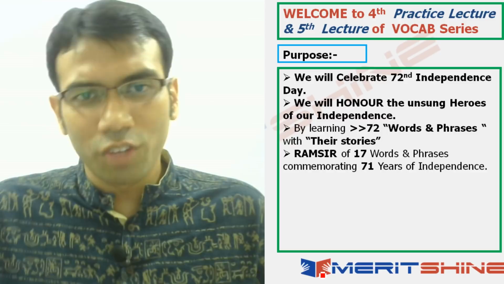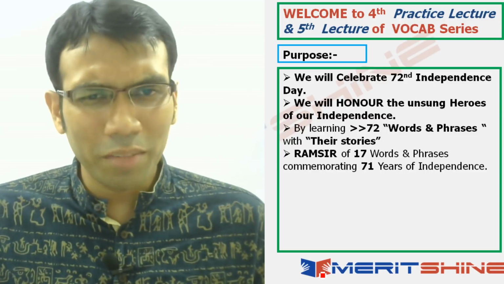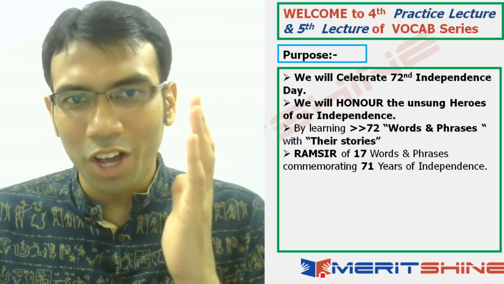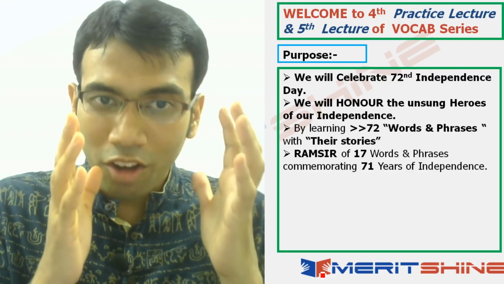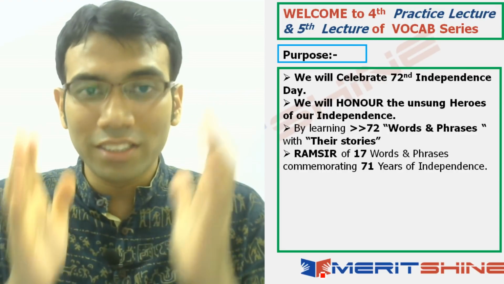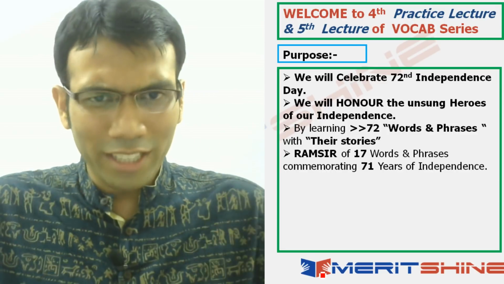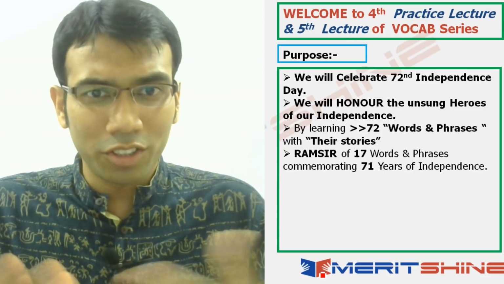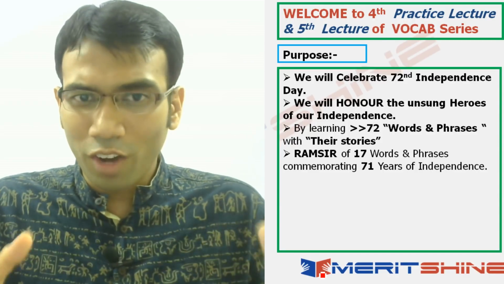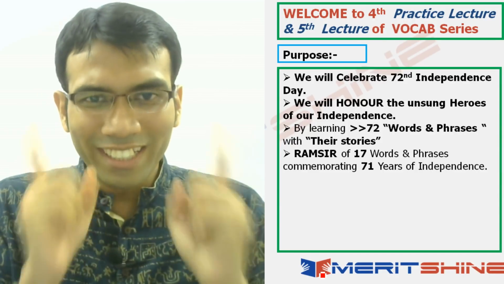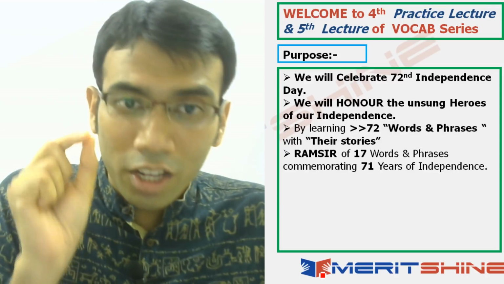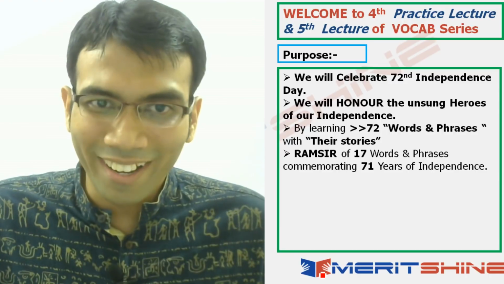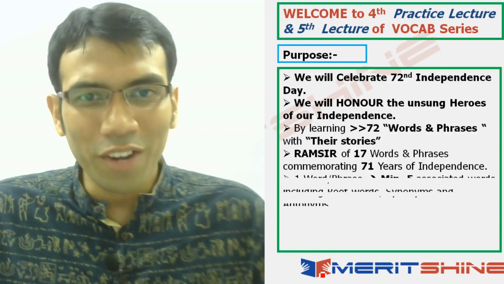What would be the methodology of it? We will go by the RAMSIR method. That's the method that we go by, right? We will do 17 words and phrases. Today we are commemorating 71 years of independence. Tomorrow is our 72nd Independence Day. So 71 years of independence, therefore reverse, 17 words and phrases, commemorating 17 heroes of the freedom struggle. Right. So that's how we will do it.